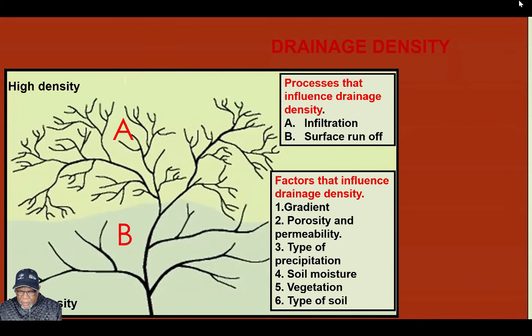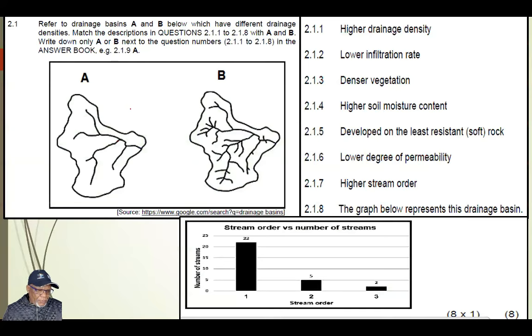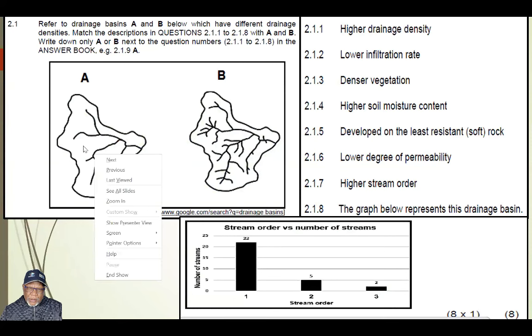Now, let's look at the drainage density now. Let's look at drainage density at A. Sorry, not A. That's not A.